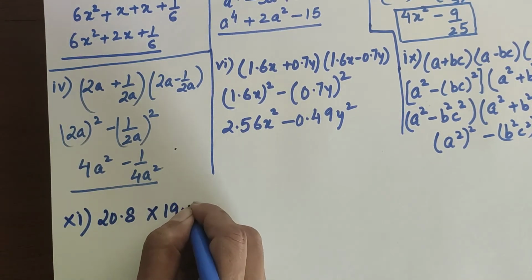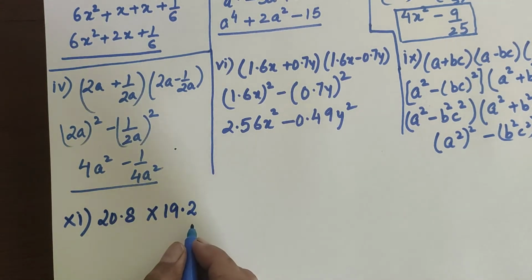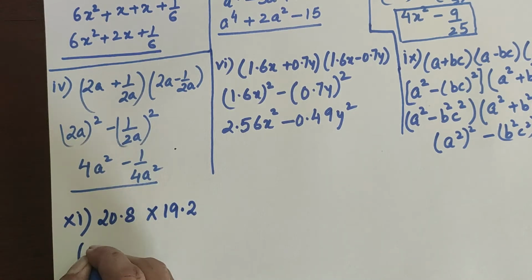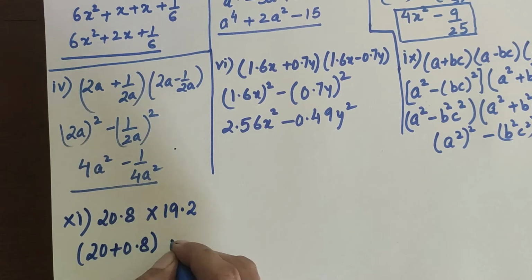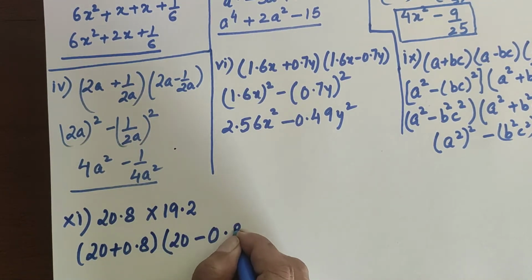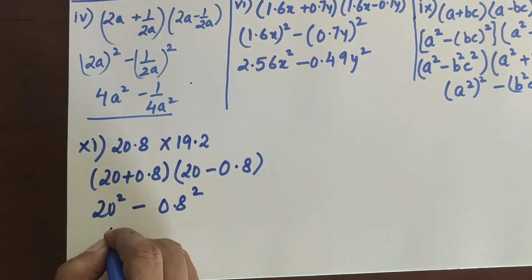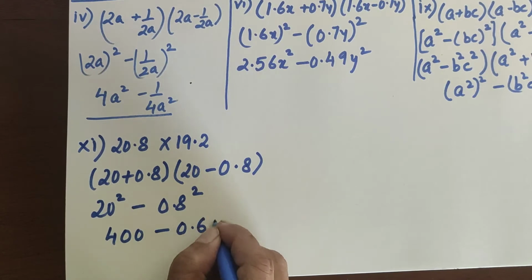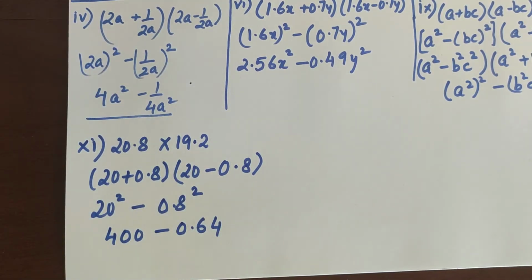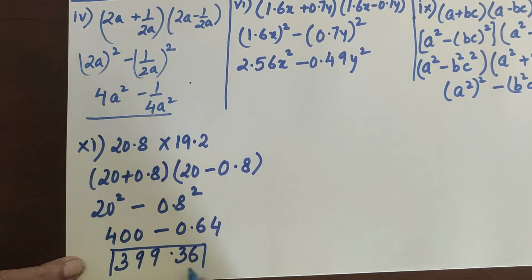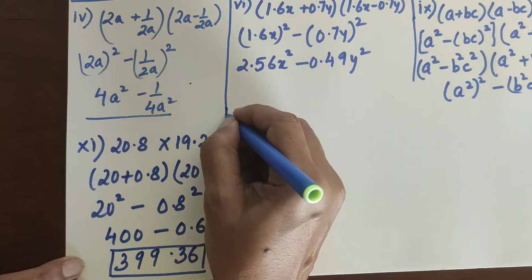20.8 multiplied by 19.2. So 20.8 and 19.2. How can we write this? We can write it as 20 plus 0.8, and here we can write it as 20 minus 0.8. So it is a square, which is 20 square, minus b square, which is 0.8 square. So 20 square is 400 minus 0.64. When you subtract, 10 minus 4 is 6, 9 minus 6 is 3, then 399.36 is your answer.